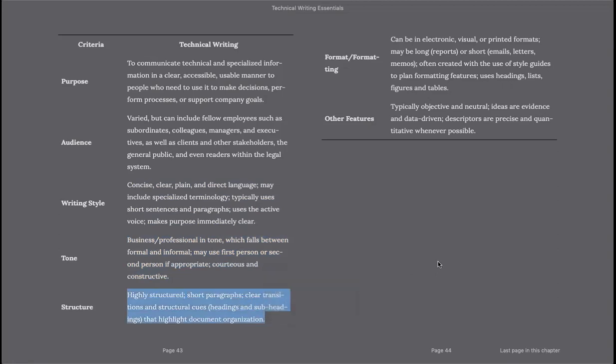The structure must be highly structured, with short paragraphs, clear transitions, and structural cues. So headings and subheadings that highlight the document organization.